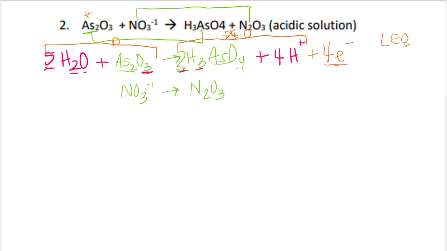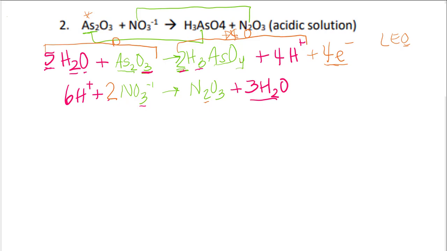Let's balance my N's first. Notice I have 2 N's on the right, so I need 2 N's on the left. All right. Next, I'm going to balance my O's. So I have 3 times 2, I have 6 O's on the left, only 3 O's on the right, so I need 3 waters on the right. Now let's figure out how many H's I have. I've got 6 H's on the right, so I need 6 H pluses on the left.